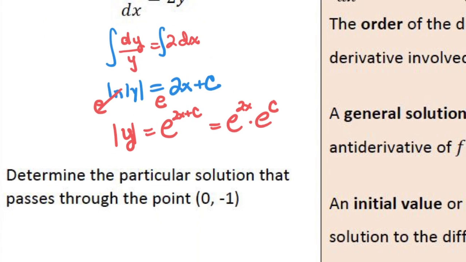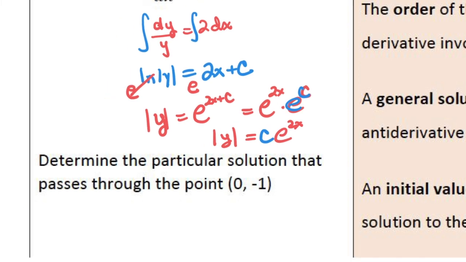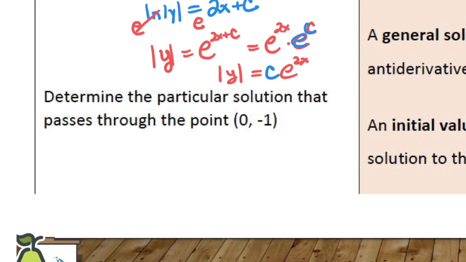But e to the c is some arbitrary constant. So we're going to have the absolute value of y is equal to, let's just call it c rather than e to the c, and that's going to be multiplied by our e to the 2x. Now notice that it says the absolute value of y equals c. So we don't know if that y is positive or negative, but because of the c in front, we can leave the absolute value off and be assured that the c will take on either the positive or negative value depending on where we're looking at our graph.